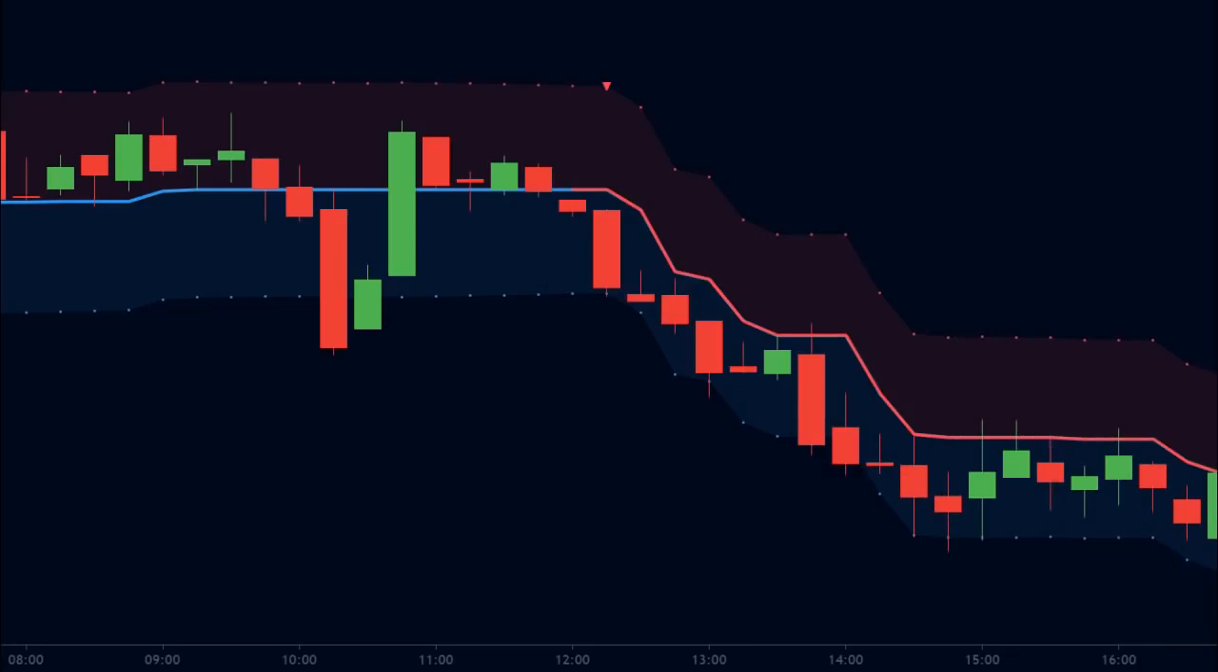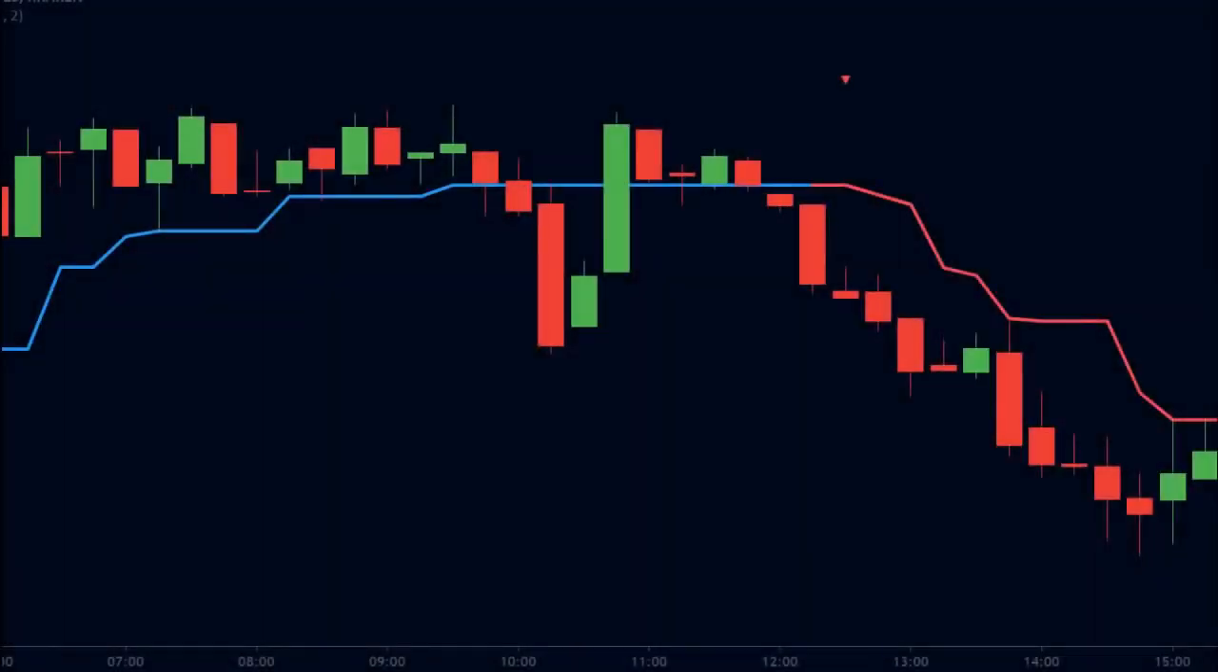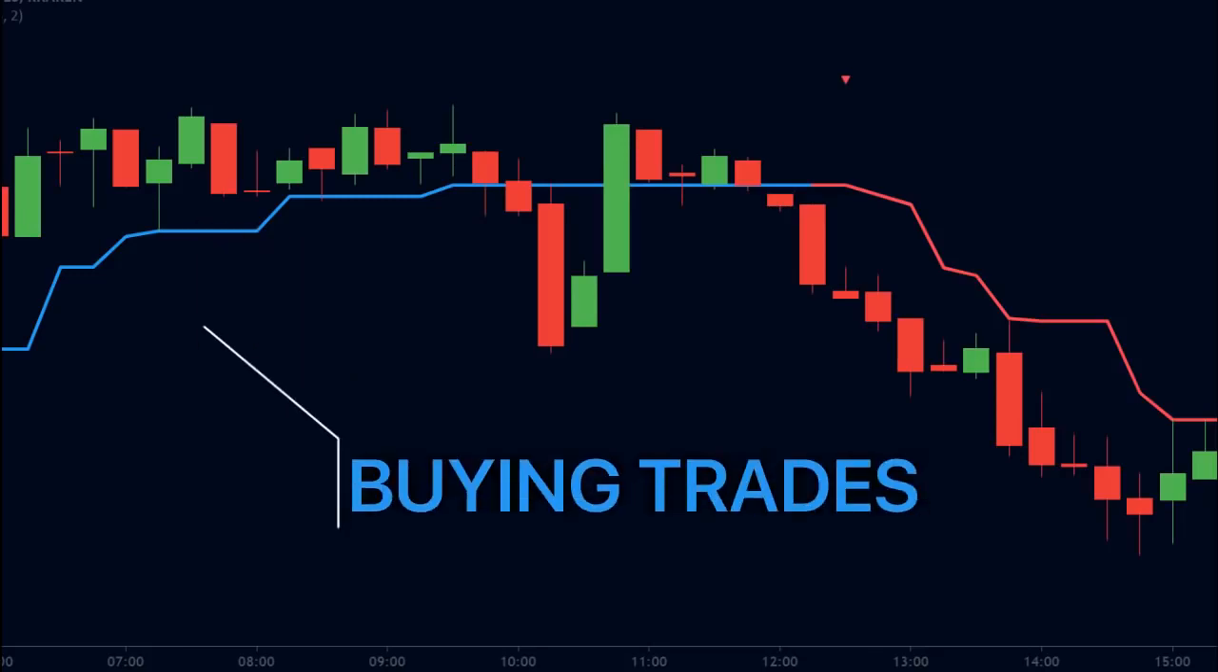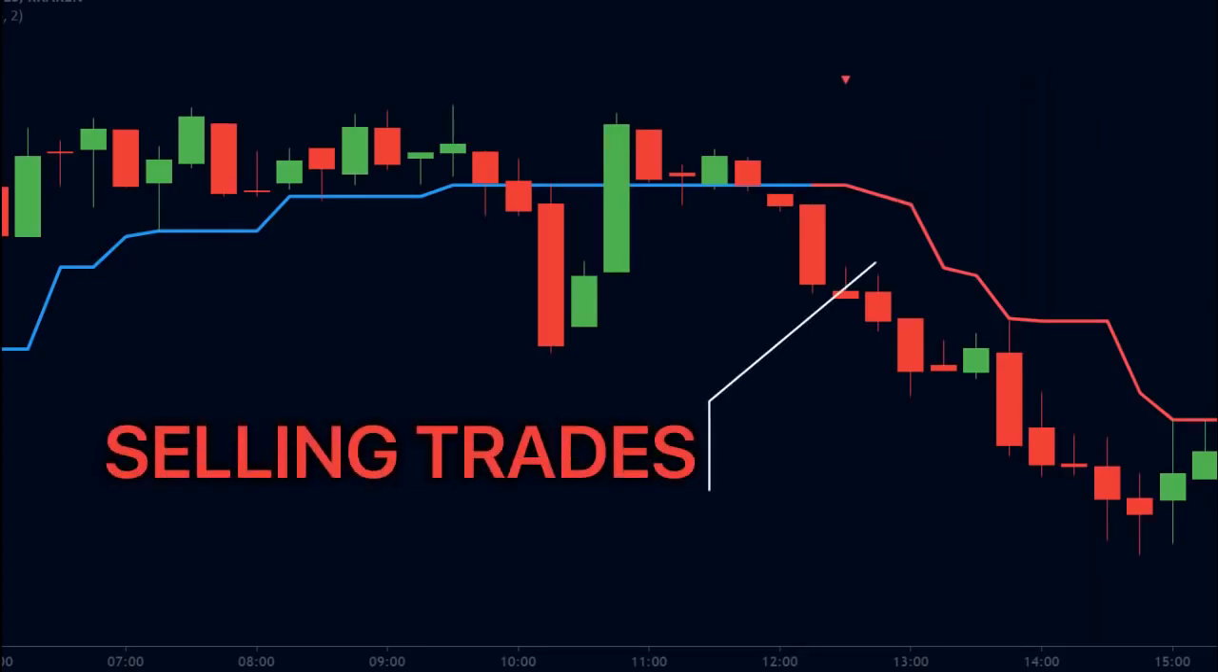For the purpose of our strategy, we only need the central line. So we can remove the upper and lower band by unchecking the Show Channels option. Another change is that we will change the amplitude value to 4. Now the indicator is completely ready for our strategy. So, when the half-trend is blue, we will only look for buying opportunities. On the other hand, when the half-trend is red, we will only look for selling opportunities.